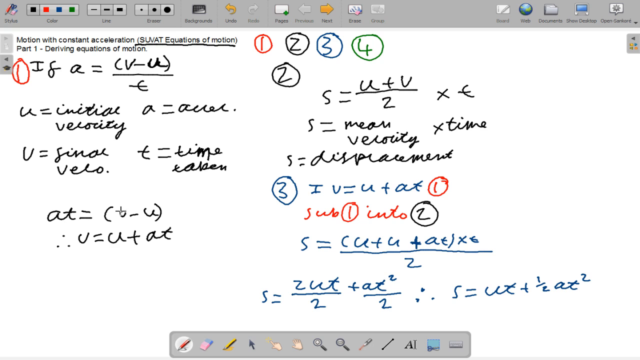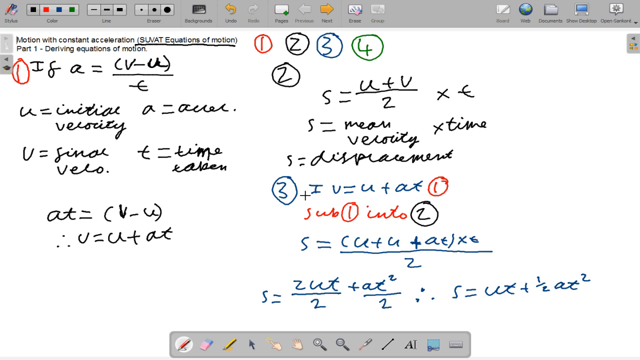So rearranging this, we can get at equaling v minus u, and then v equaling u plus at. If you take the u from both sides, you will get u plus at. This is just another way of writing it neater. And then for equation 2, s equals u plus v over 2 times t. So it's the mean velocity times time, and s is displacement.